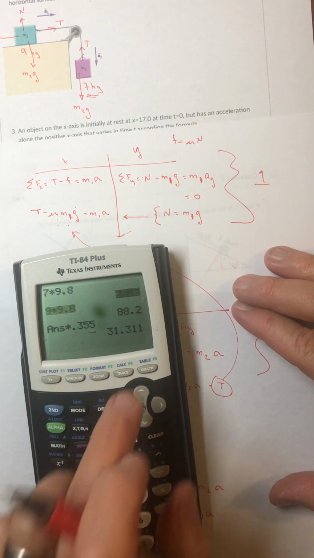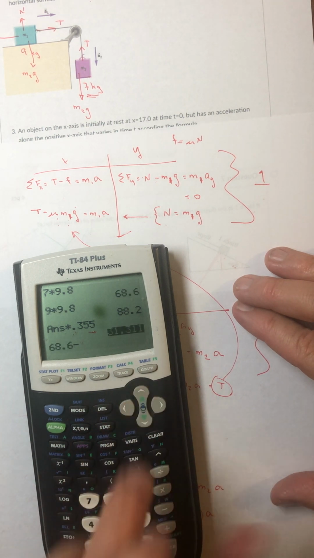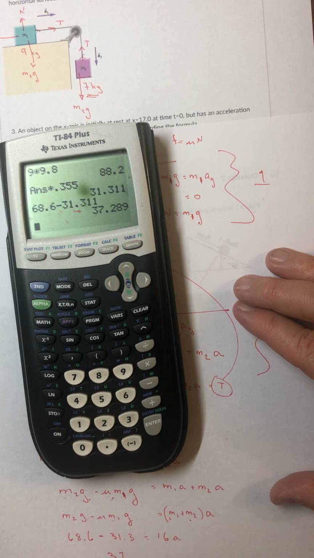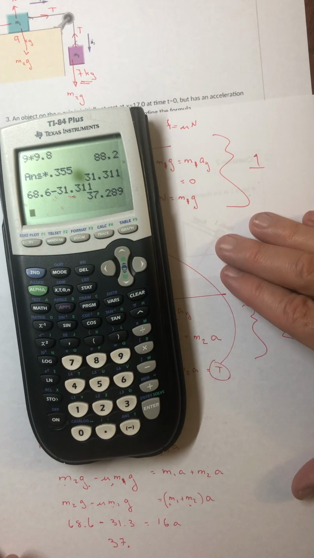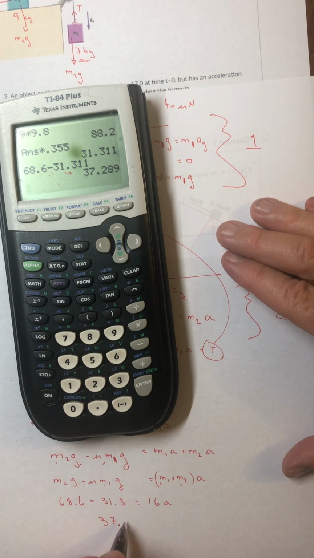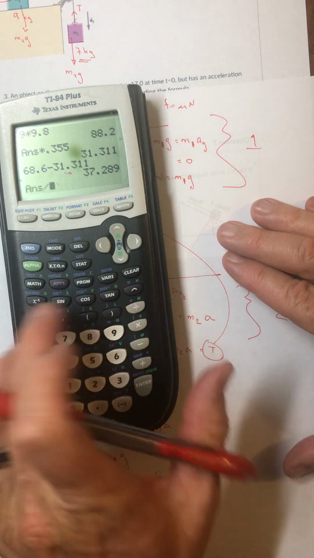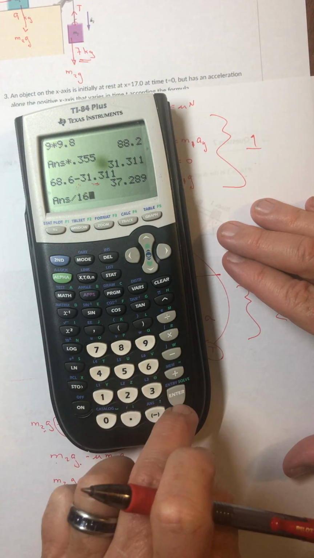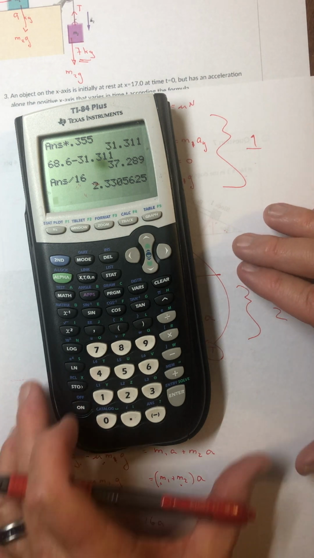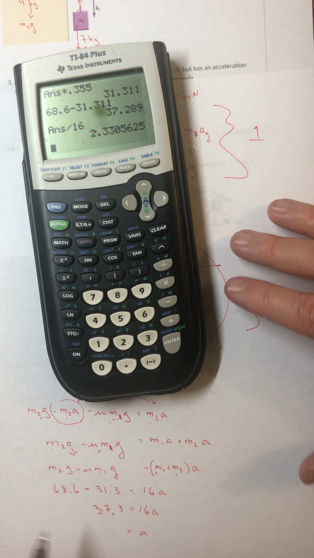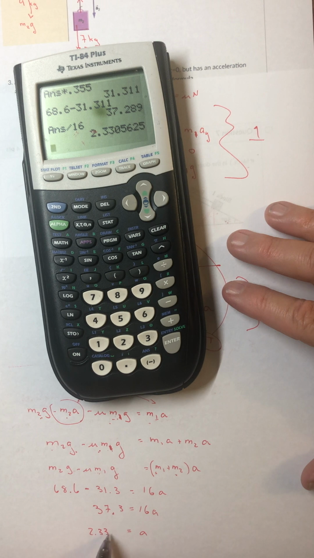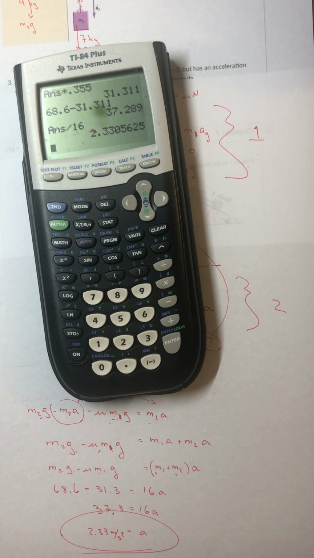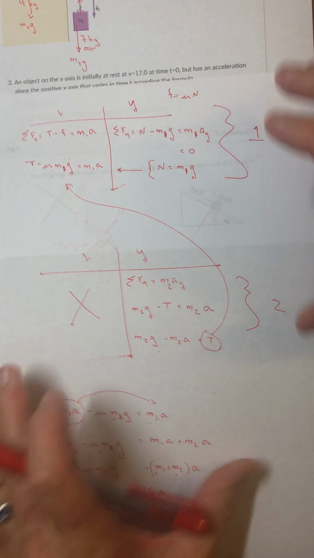So if we come up here and grab that 68.9 and subtract the 31, the net force pushing them together then is 37.3. And then the acceleration then is divided by 16. And so 2.33 meters per second squared would be the acceleration once you had gone through all these details.